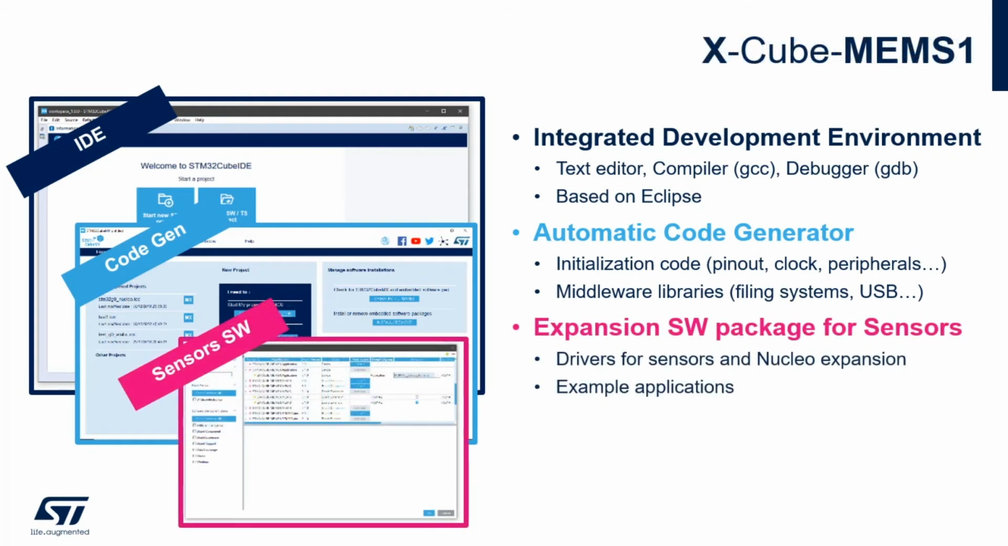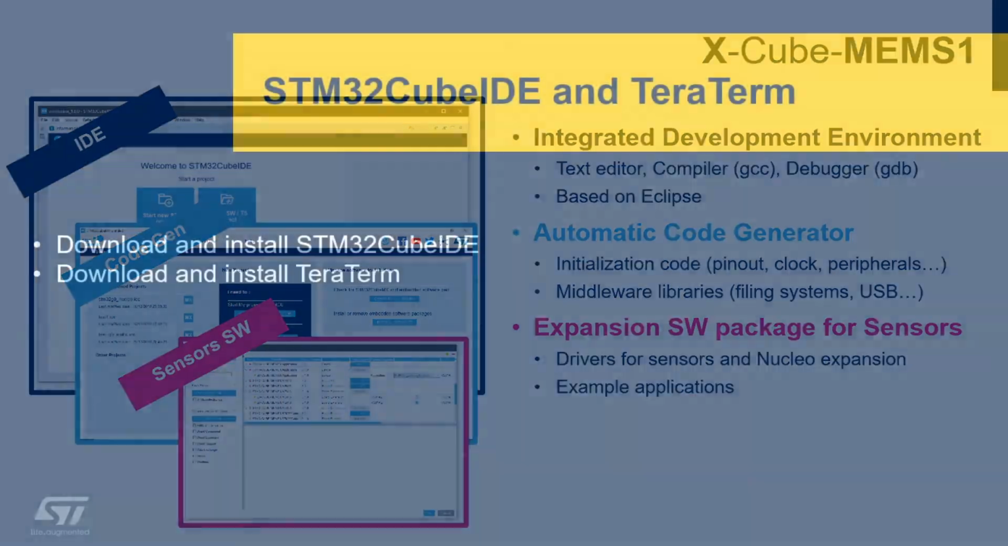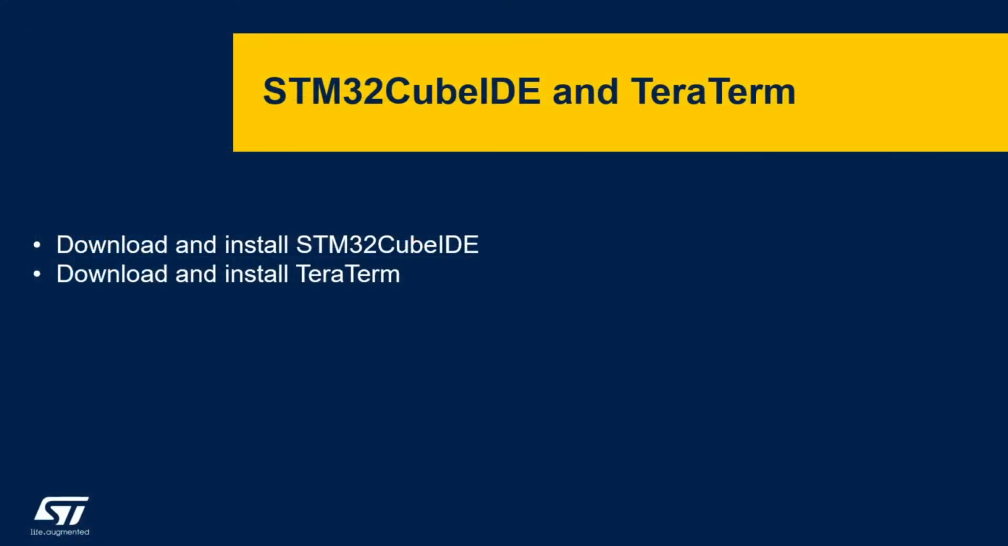STM32CubeMX can be extended with the so-called XCube packages. Each package includes drivers for components present on the corresponding expansion board, and also includes high-level sample applications. In our case, we will be using the XCube-MEMS1, which is the package for the sensors expansion board. In the rest of this video we will see how to download and install the STM32Cube IDE. We will also see how to download and install the TeraTerm serial terminal emulator.